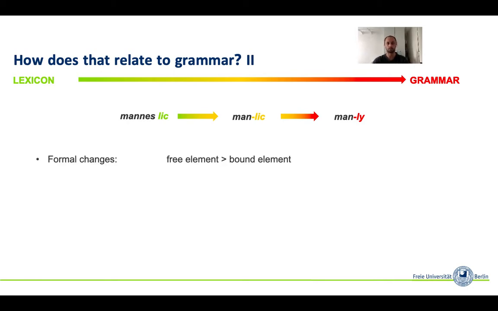And together with the functional changes from lexical meaning to grammatical meaning, what we also see here is a formal change where in the beginning the word was an independent free element, a free word, until it became a bound element, a bound suffix in present-day English.